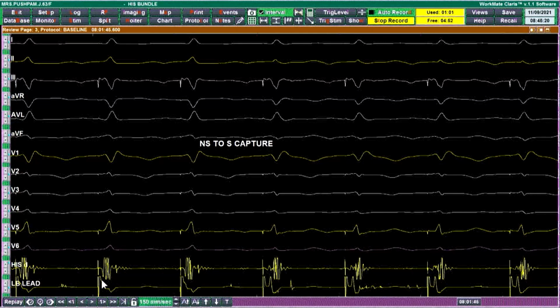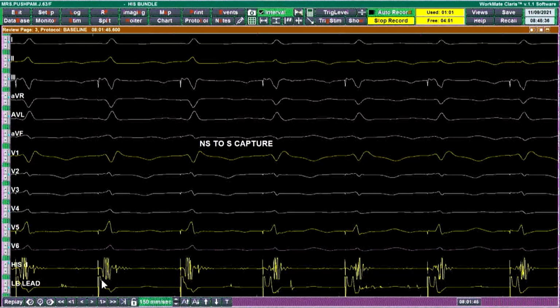In all other patients, you will be able to demonstrate the left bundle branch potential. So, provided an opportunity, you should try to get a left bundle potential before closing your site of pacing. The third criterion is to demonstrate non-selective to selective left bundle capture.